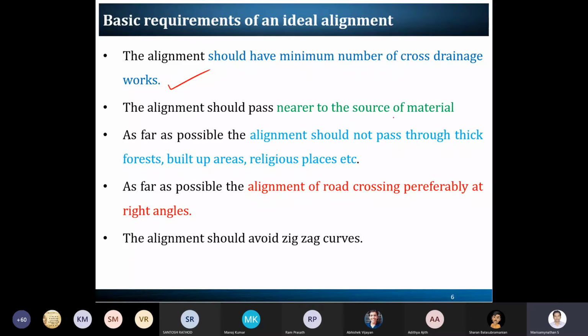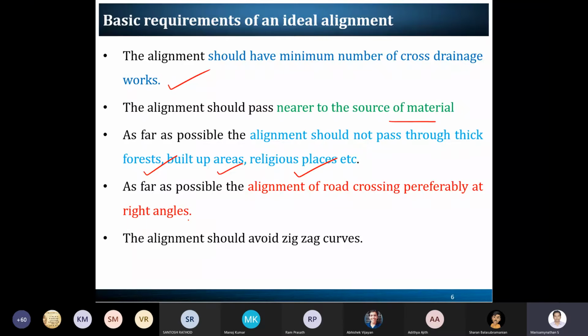Also, the material should be sourced nearby, which ultimately reduces the transportation charge. So with respect to the available materials, we try to propose the alignment so as to avoid transportation. Then it is supposed to not pass through forests, built up areas, or religious places. Those obligatory features we need to avoid when it comes to proper alignment.